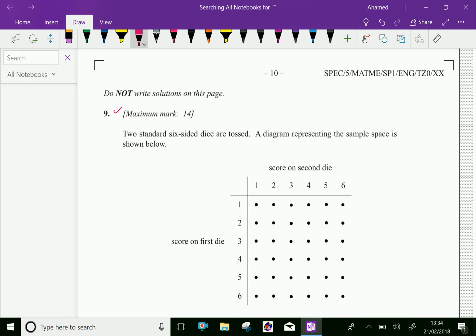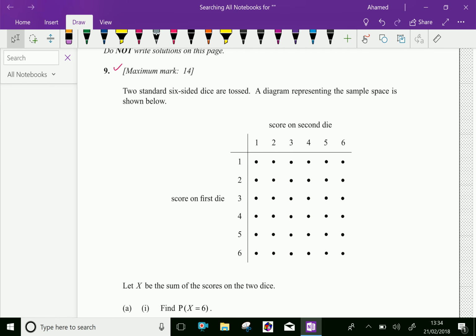Question number 9. 2 standard 6-sided dice are tossed. A diagram representing the sample space is shown below. Here, score on the second die, score on the first die. So we are adding the numbers here.